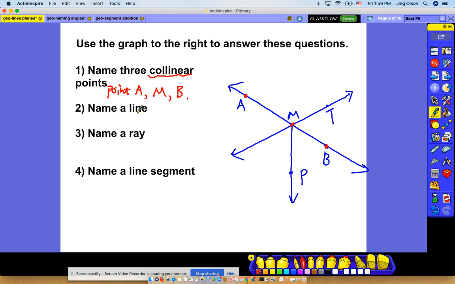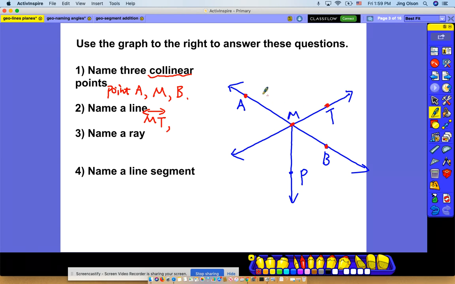points. Name a line. Okay, there are more than 1 line here. If we're just gonna name 1 line, let's say I'm gonna name this one. Okay, you can name this one or that one. Remember, when you name a line, you're gonna use 2 points on the line. So I'm gonna use M and T. So line MT, make sure you have 2 arrows. So this is one way to name this one.